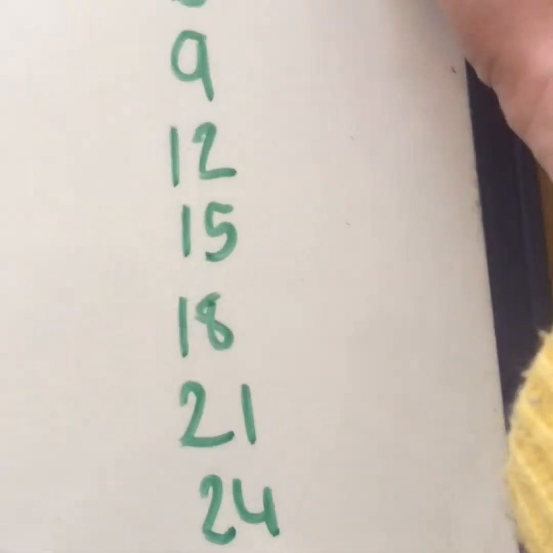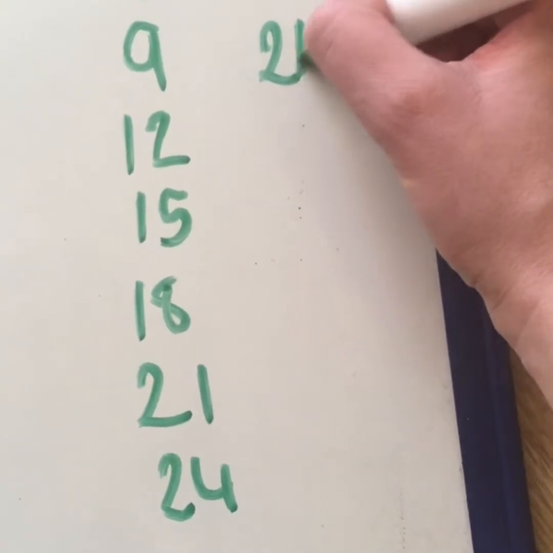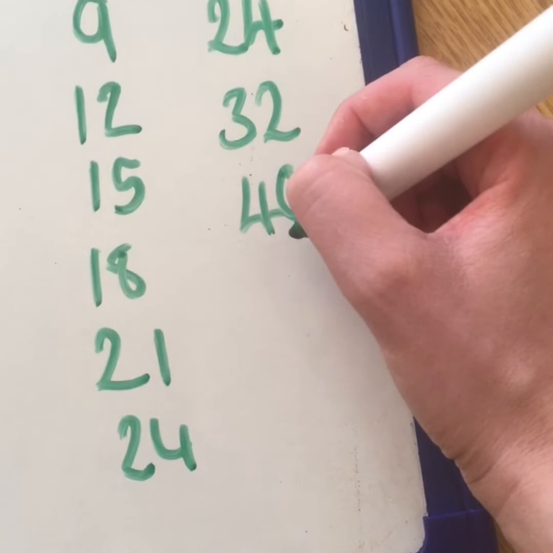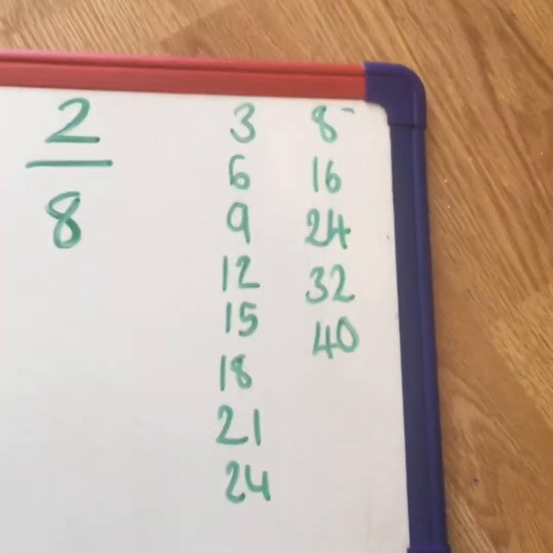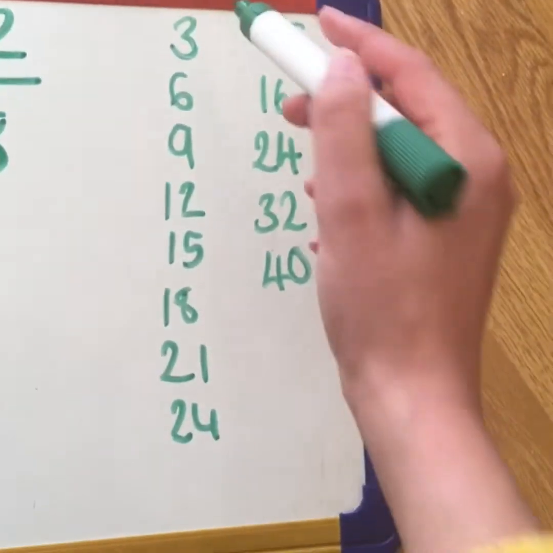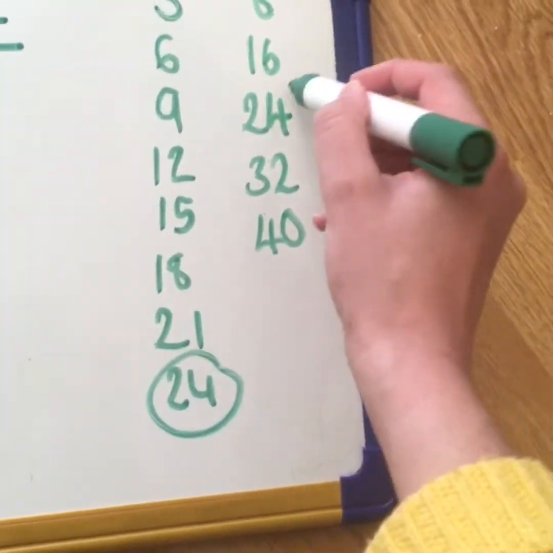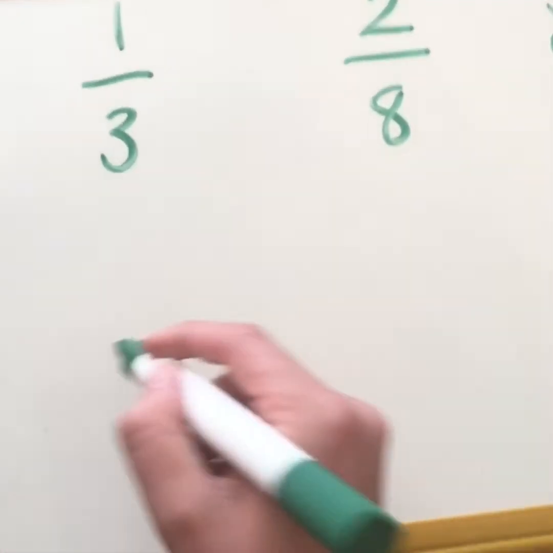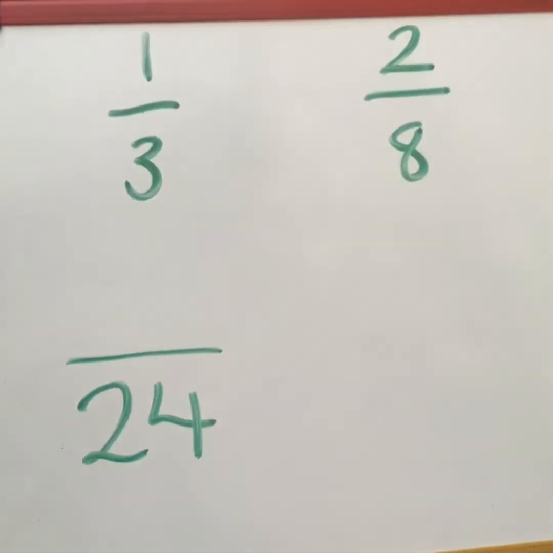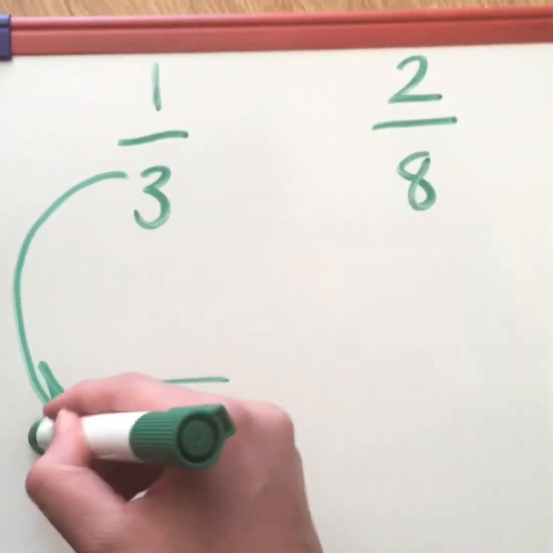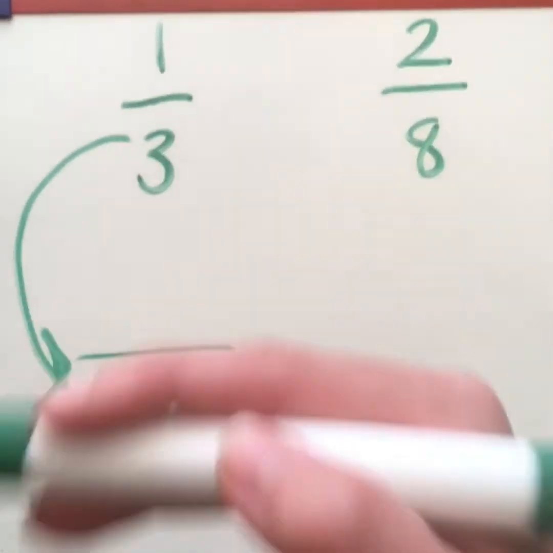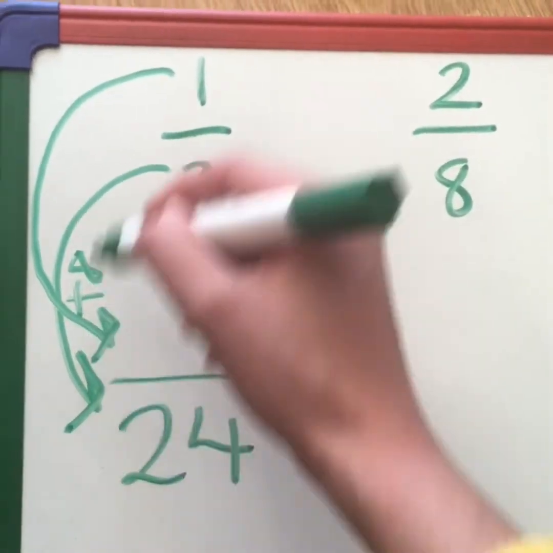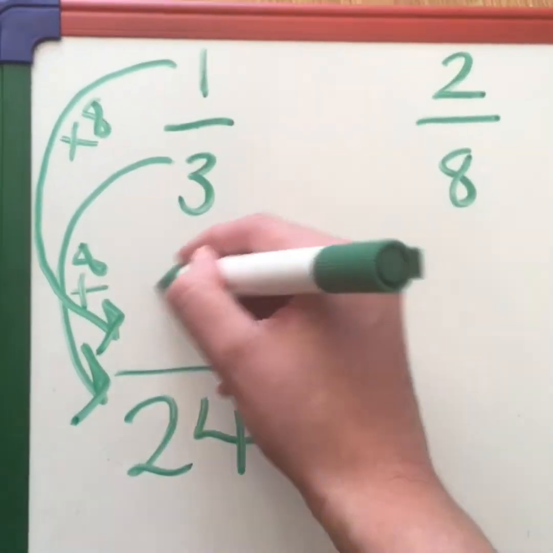So, I'm going to write down the 3 times table. Then I'm going to write down the 8 times table. And if I look at these, I can see the number they've got in common is 24. So I'm going to turn both these fractions into 24ths. Now, to turn thirds into 24ths, I need to cut each of those thirds into 8 pieces because I'm timesing by 8.